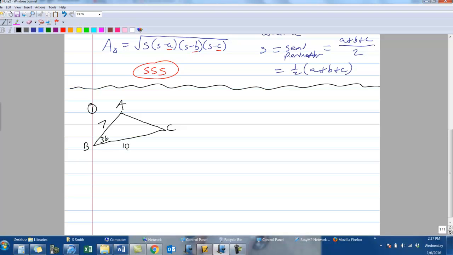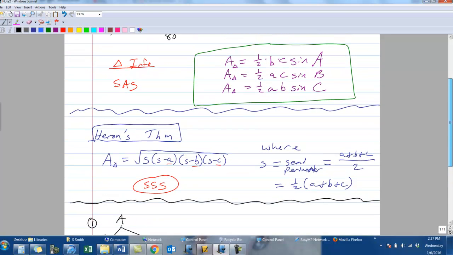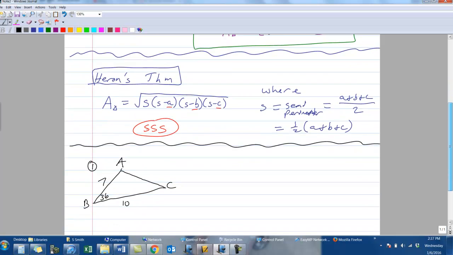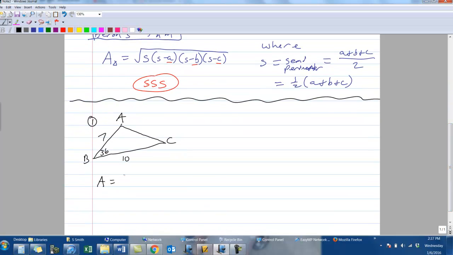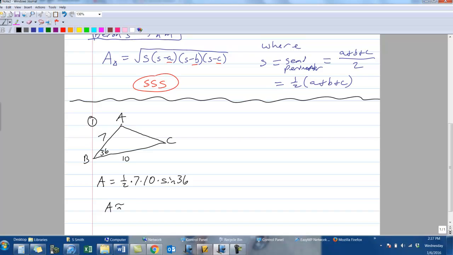Now, this is side angle side type of information. So we're going to use one of the first ones that we did. Now, we have angle B. So clearly we're going to use our sine B sensibilities here. So our area is going to be 1/2 times 7 times 10 times the sine of B, which is the sine of 36. Now, my calculator here has been on the fritz as of late. I can't get it to open. But if you put that in your calculator, long story short, you should get that the area is about 20.6.